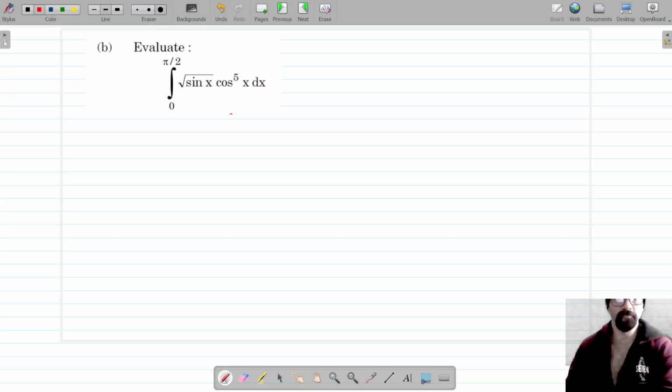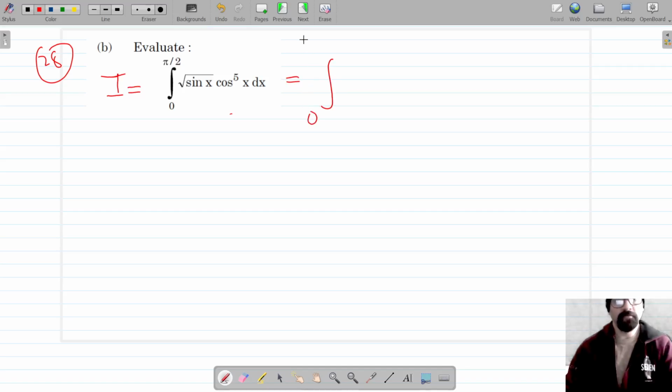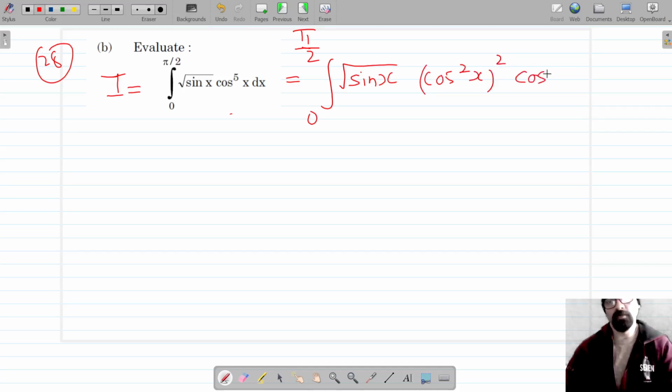Okay, for the next question, that is question number 28, part B. We have to evaluate this definite integral from 0 to pi by 2, of root of sine x, and cos raised to the power 5 x. I can write it as cos square x, the whole square, and one cos x is left, so this is cos x into dx.